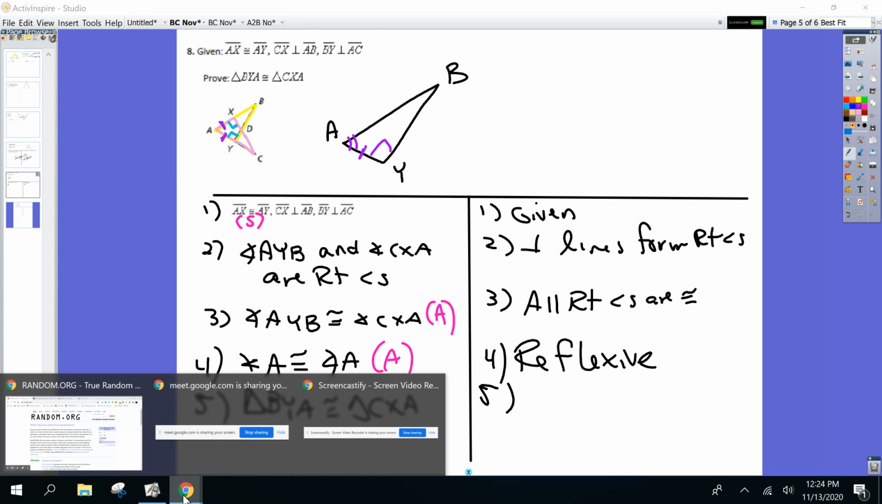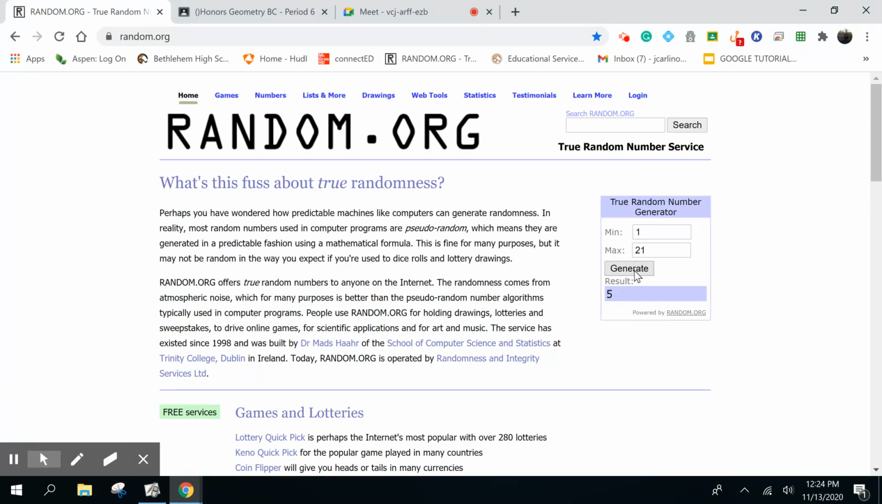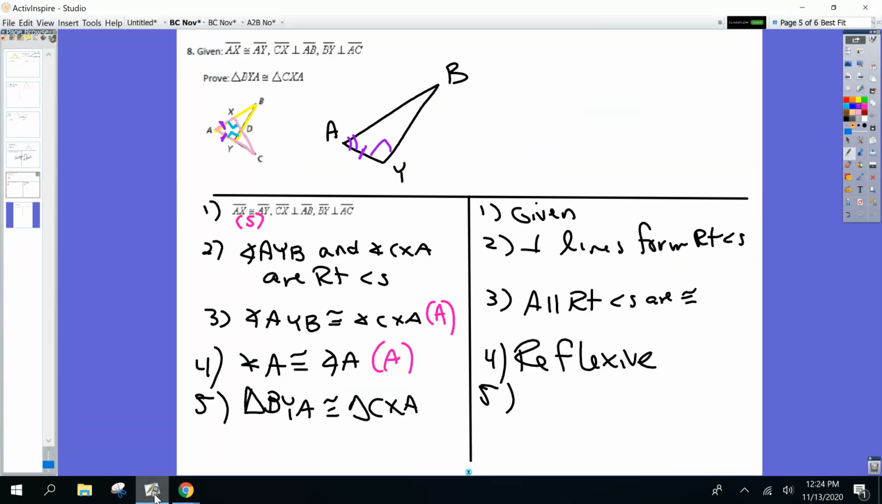Good. Now tell me what the method's going to be then. Here you go, Niall. Redemption. Angle side angle. There you go.